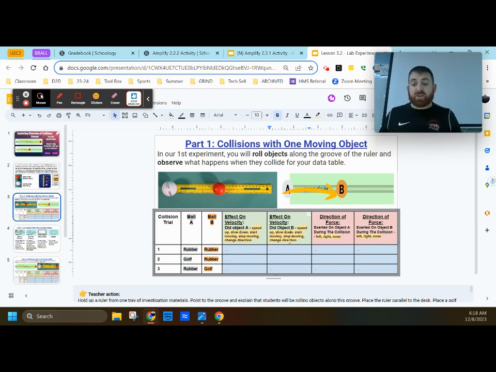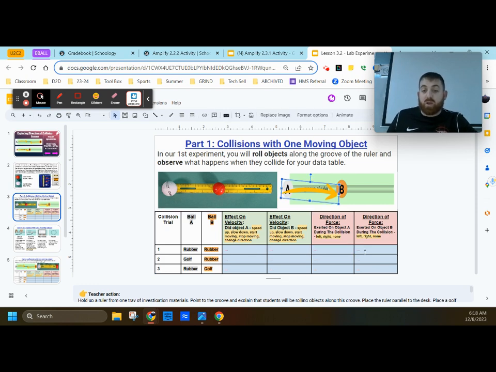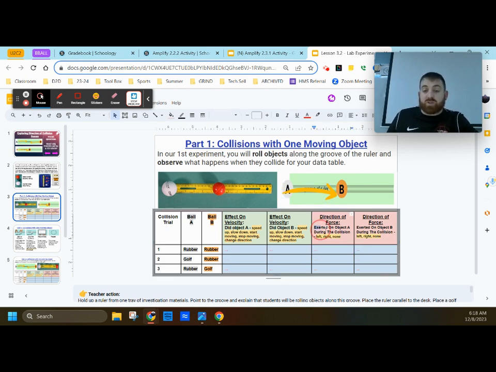After you do that, you're then going to infer about the force exerted during the collision. So for example, if we have rubber here, what direction was the force exerted on A during the collision? So you're going to have to think about what velocity change or what kind of change in motion do we have and what kind of force would create that change in motion. Would it be a force to the left, force to the right, or no force at all?